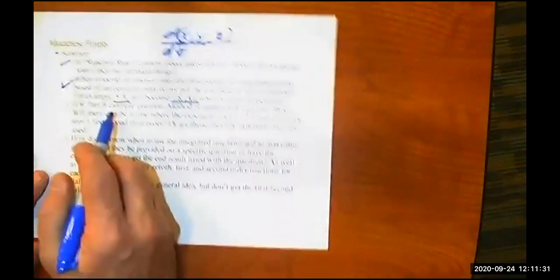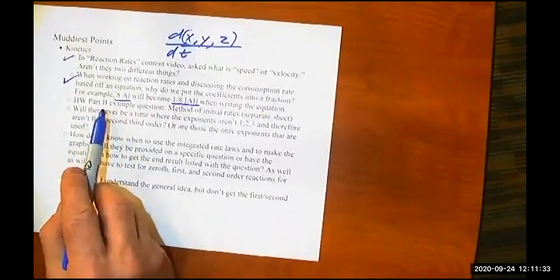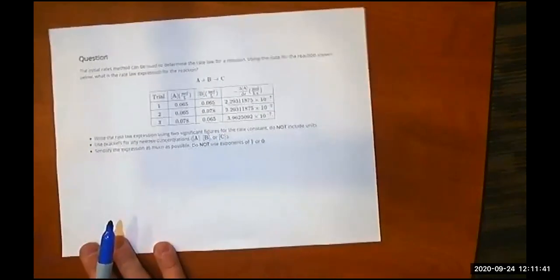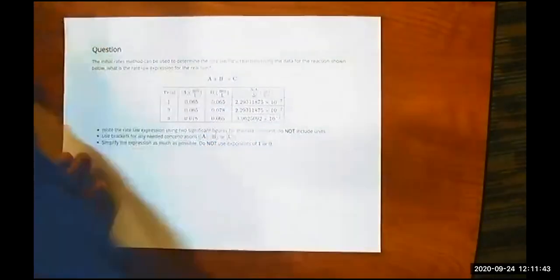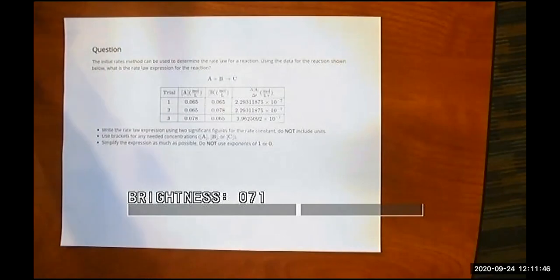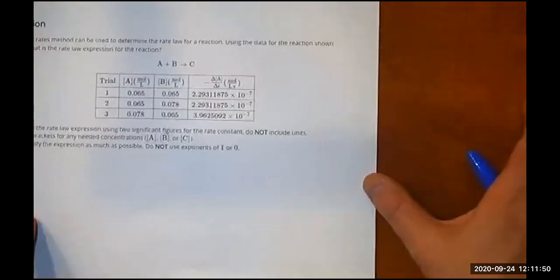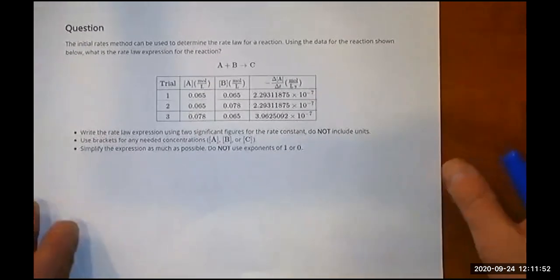There was a question posted from the homework this week, part B, an example question on the method of initial rates. And so this is the example question. Let me zoom in a little bit so you can see it a little better. I'll try to not move this too far.